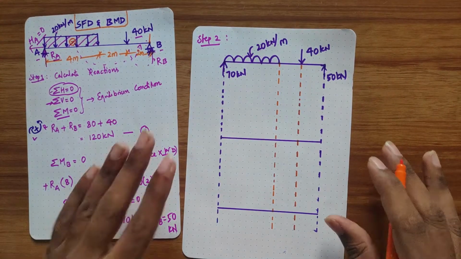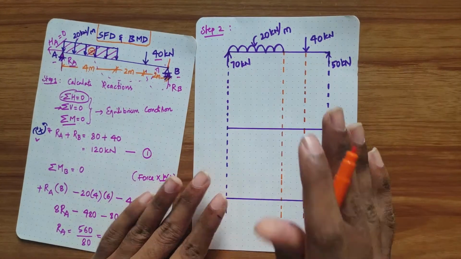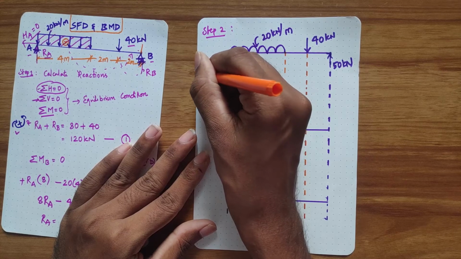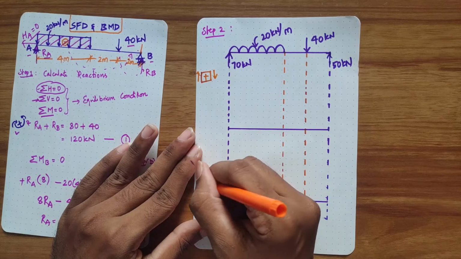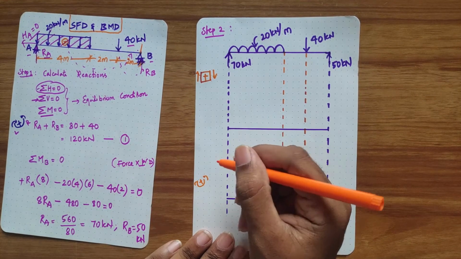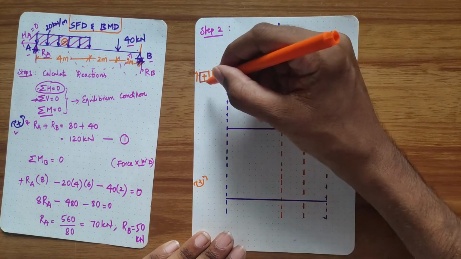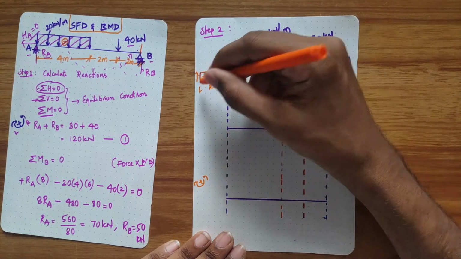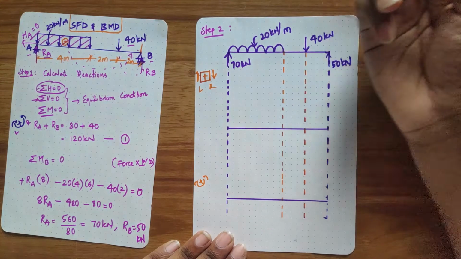So first look at this carefully. I will draw a small sign convention here. So this is our shear force sign convention, and this is our bending moment. These are just our reference points. For shear force, upward is taken as positive. Since we are drawing from left to right, we have to take upwards as positive.